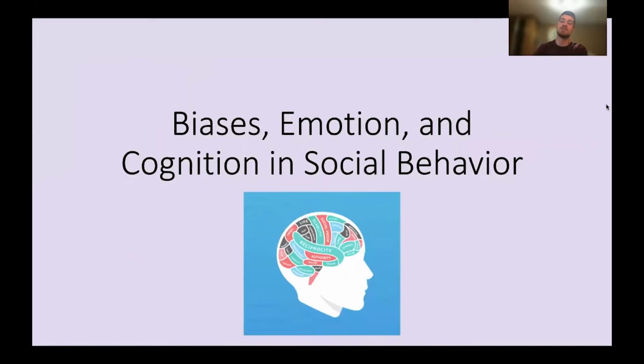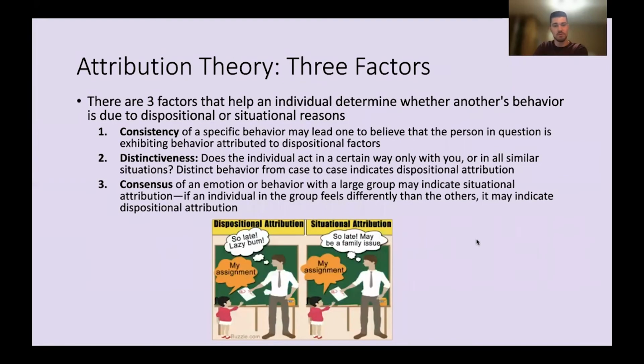Okay, so biases, emotion, and cognition in social behavior. So we'll talk a little bit about this. The first thing I want to talk about is attribution theory. And there are three factors that help an individual determine whether another's behavior is due to dispositional or situational reasons.